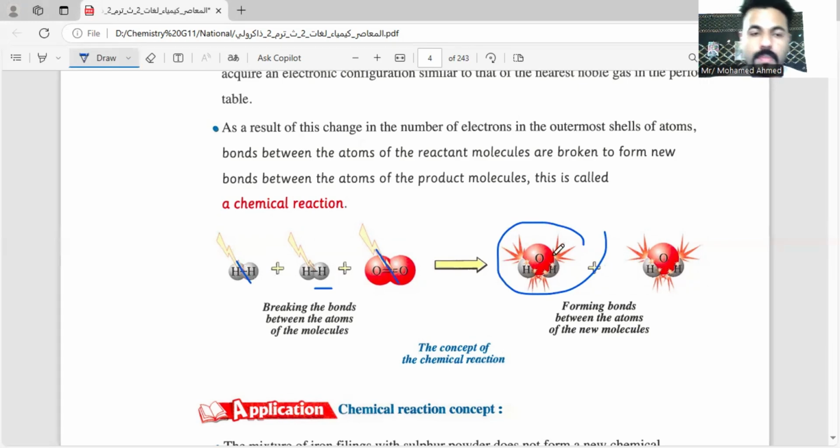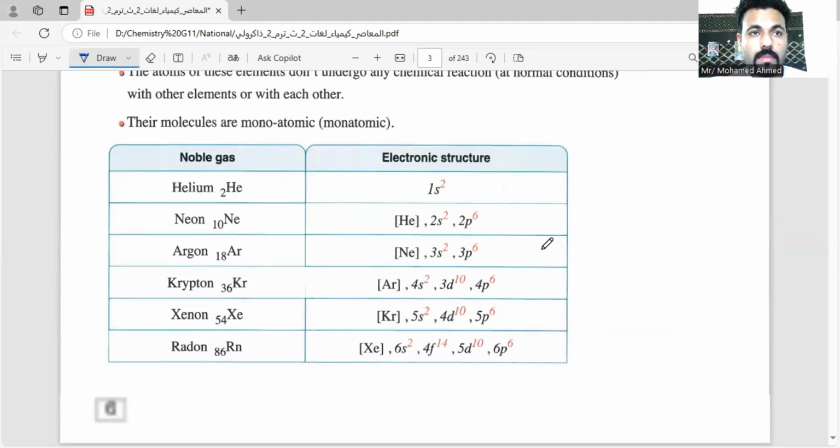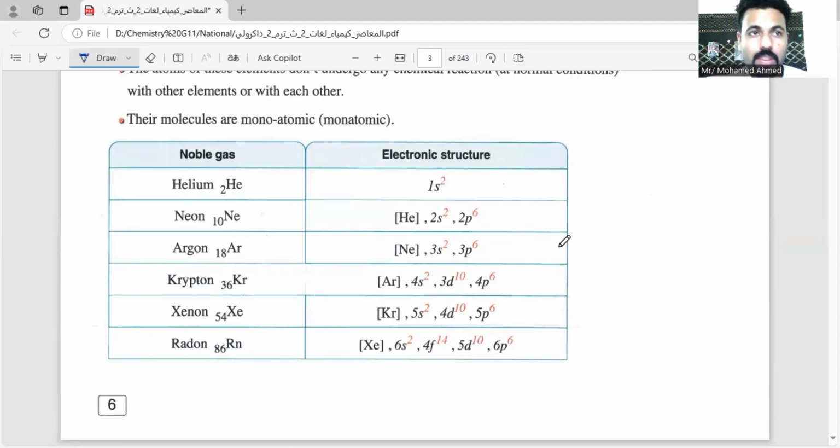Easy. Do you think that noble gases need to go through any chemical reaction? Sure not. Why? Helium, for example, has 1s2. So the first energy level or s orbital is filled with two electrons. So it's satisfied. There is no need to lose or gain or share electrons. And the same for neon, argon, krypton, xenon, radon. All noble gases don't need to go through any chemical reaction.